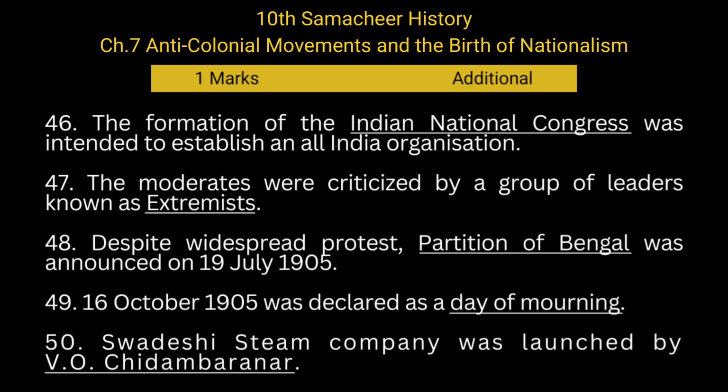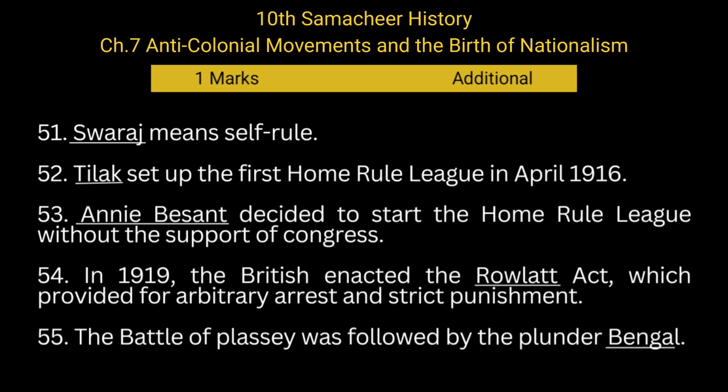Swadeshi Steam Company was launched by V.O. Chidambaranar. Swaraj means self-rule. Tilak set up the first Home Rule League in April 1916. Annie Besant decided to start the Home Rule League without the support of Congress.